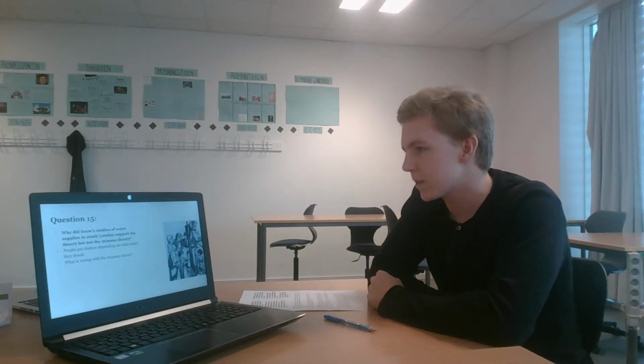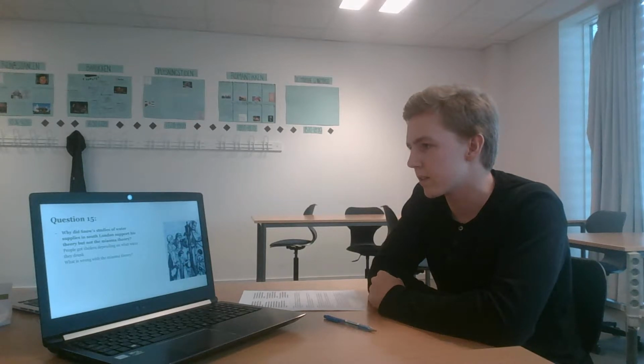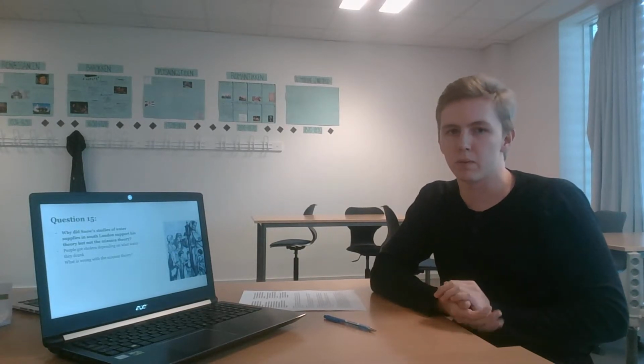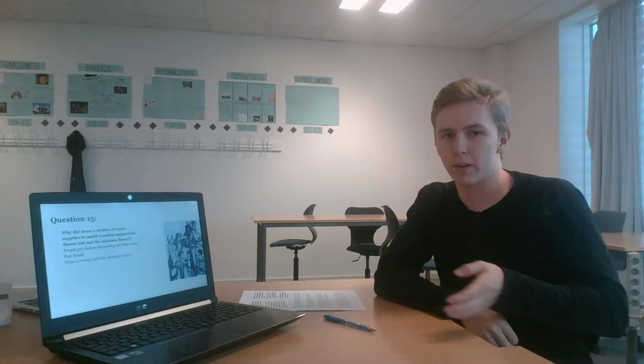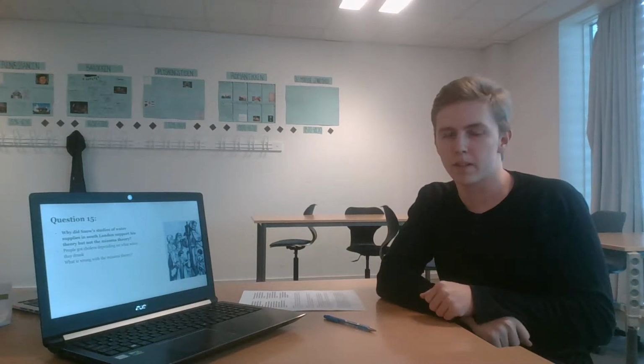And question number 15. Why did Snow's study of water supplies in South London support his theory, but not the miasma theory? Well, if people got cholera depending on what water they drank, like if they drank from the Broad Street pump, they would be very likely to get cholera compared to if they drank from some water company that provided water before it entered London. Then that quite clearly shows that there is some correlation between the water and cholera incidents. So in that way, it supports his theory instead of the miasma theory.